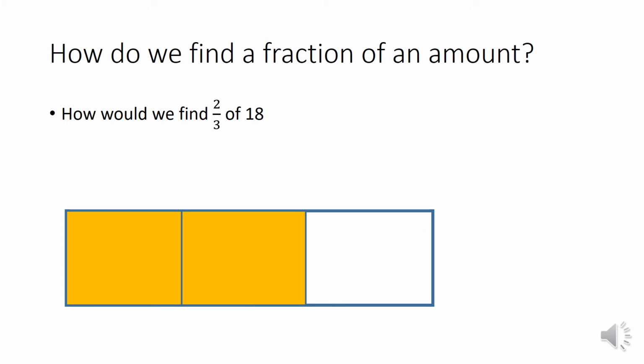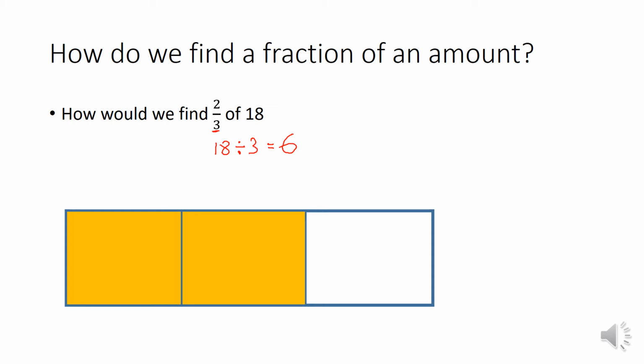So 2/3 of 18. We've got our diagram pre-drawn for us. Let's do the same idea again. We've got 3 parts and we need to work out how much goes in each part. So we've got 18. We need to work out how much goes in each box. We divide 18 into 3 parts because there's 3 boxes, so dividing by the denominator here. 18 divided by 3 gives us 6.